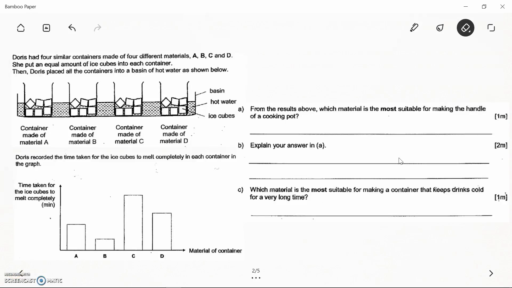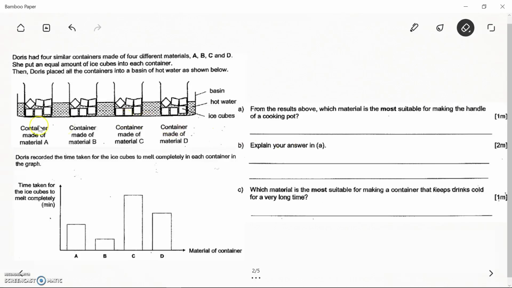Let's take a look at this question. Doris had 4 similar containers made of 4 different materials A, B, C, and D. She put an equal amount of ice cubes into each container. Then Doris placed all the containers into a basin of hot water as shown below.